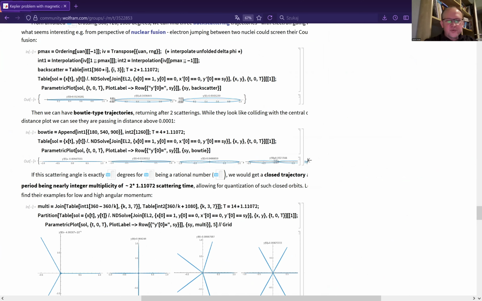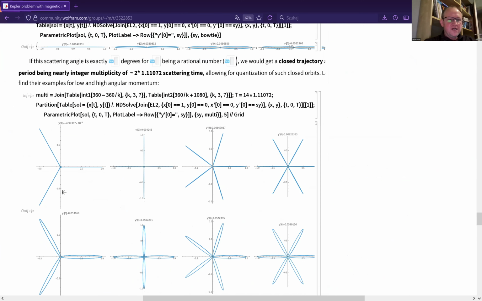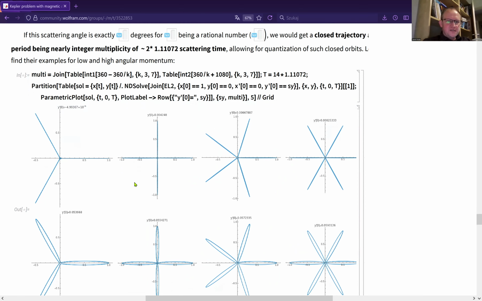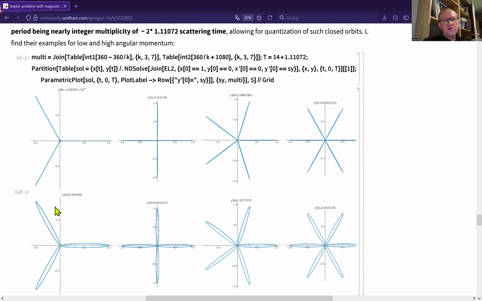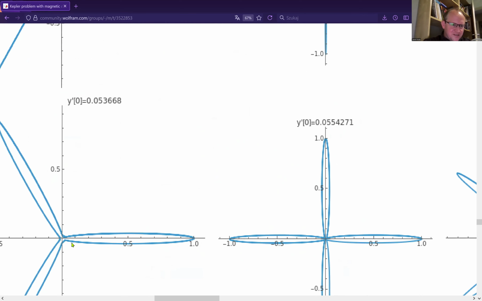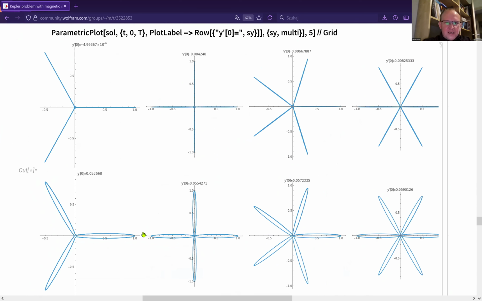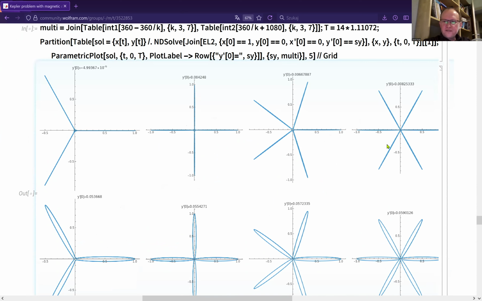Then we can get these quantized trajectories. We would like to find them for 360 degrees divided by k, let's say for k from 3 to 7. So here is for 3, with zero initial derivative, as wanted. Here is also 3, but for a much larger one, one of the maximal. We can see that here it passes far from this central object. So this is a very nice trajectory. Okay, and you have 3, 4, 5, 6.